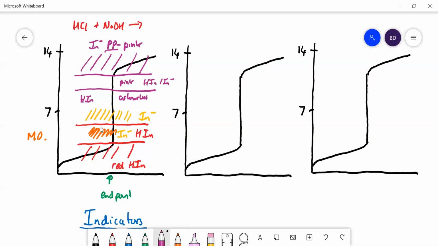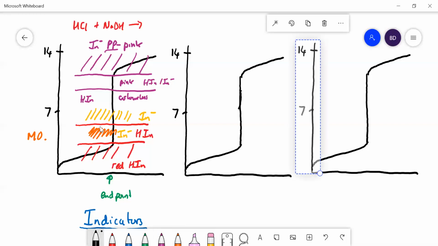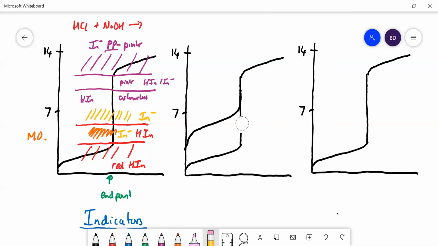Right, now let's see what happens with a weak acid. Now I'm going to just modify that curve for a weak acid. So a weak acid curve looks something like that. Okay, so I'm just going to rub out that. So now I've got a titration curve for, let's say, ethanoic acid, so a weak acid, plus a strong base, sodium hydroxide.